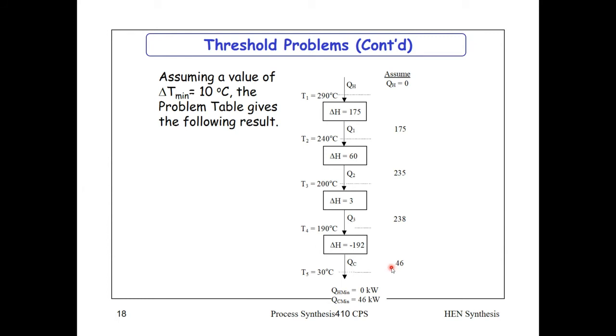If you had it the other way around, that there was more enthalpy needed for the cold streams to heat up.